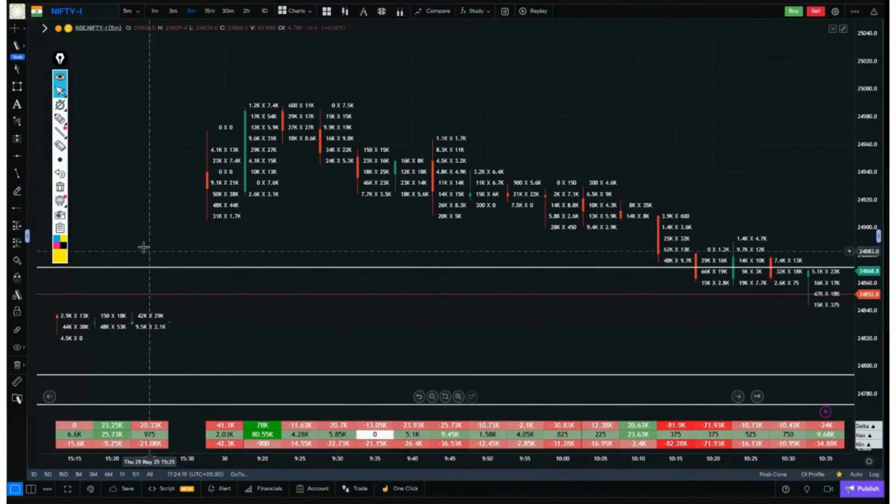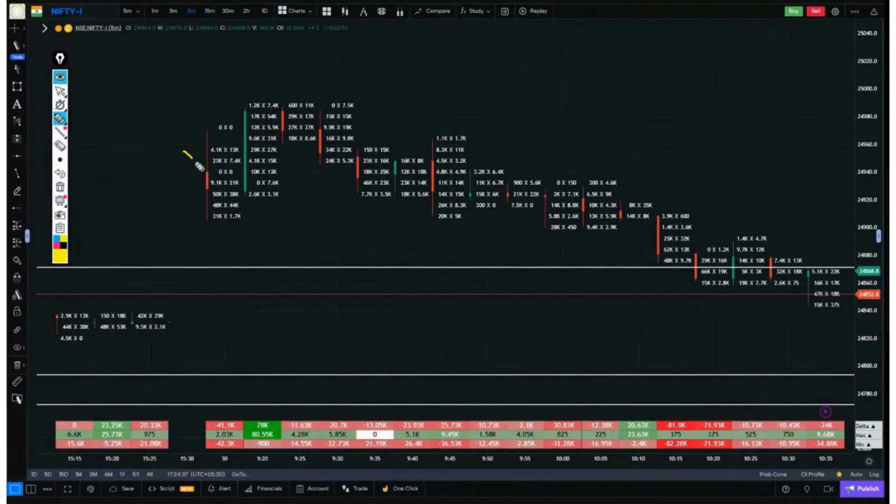Now, to read the footprint properly, you should know what delta is. Because with the help of delta, we are going to read the footprint here. Now, what exactly is delta? In simple language, the difference between buyers and sellers is what we call delta.